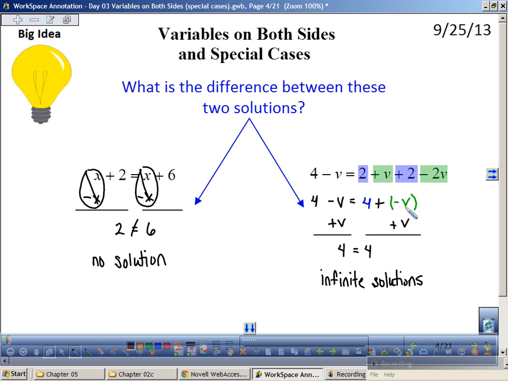Because no matter what v is, let's say v is 10. If we take 4 and subtract 10 off of both sides, aren't we still going to get the same answer? What if I had 4 times 1,000? Wouldn't both sides be 4,000? So no matter what v is, it will always be infinite solution, always be equal. Questions on that?